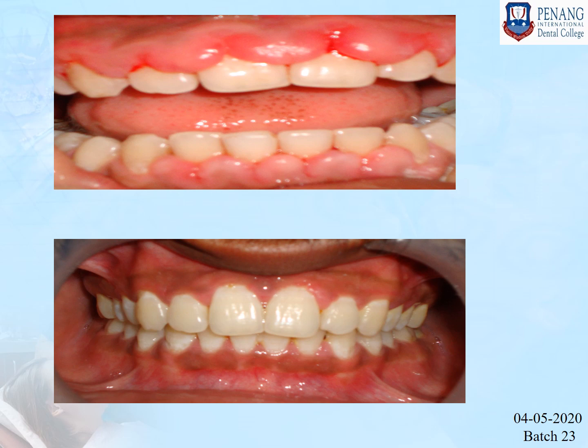If you see, this is how a drug-induced enlargement patient came to our department. First we maintained the oral hygiene of the patient. Then we referred the patient to the general physician so that he could either substitute the drug or reduce the dosage. The drug was substituted. After that, gingivectomy and gingivoplasty were done, and this is how the patient looks when maintaining good oral hygiene postoperatively for a longer duration of time.